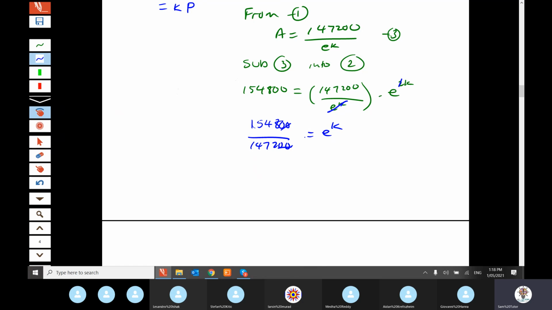154,800 over 147,200 gives 387 over 368. Now what do you do to both sides? Log. So k equals log of 387 over 368, which equals 0.0503. What was the point of simplifying that fraction?